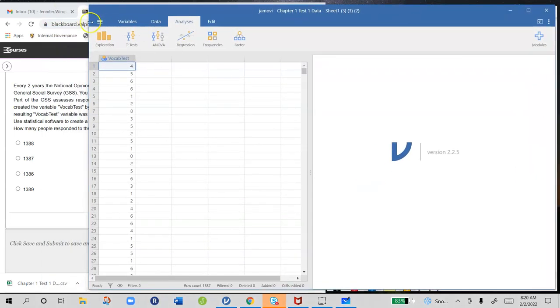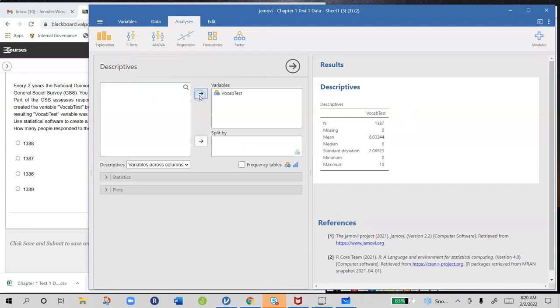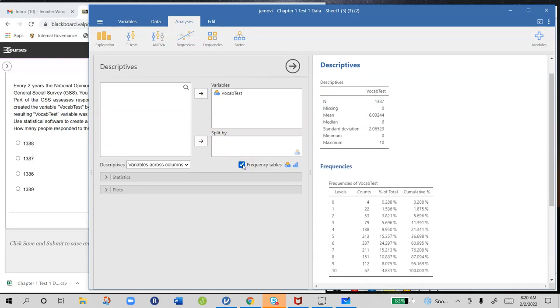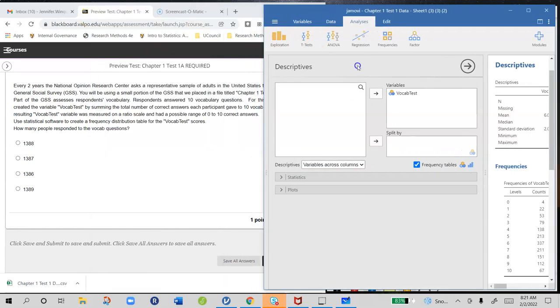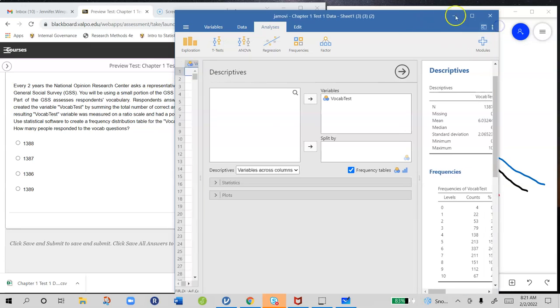Okay. So in this case, I need to start by creating a frequency distribution table. I'm going to click on Exploration and click on Descriptives and move Vocabulary Test over into the Variables box. And then I want to get a frequency distribution table, so I'm going to click on the Frequency Tables box. Okay. So first thing you can note here is the N is the sample size. We have 1,387 people who responded to this survey. So if you go back to this question, the first question is how many people responded to the survey, and in this example we have 1,387.